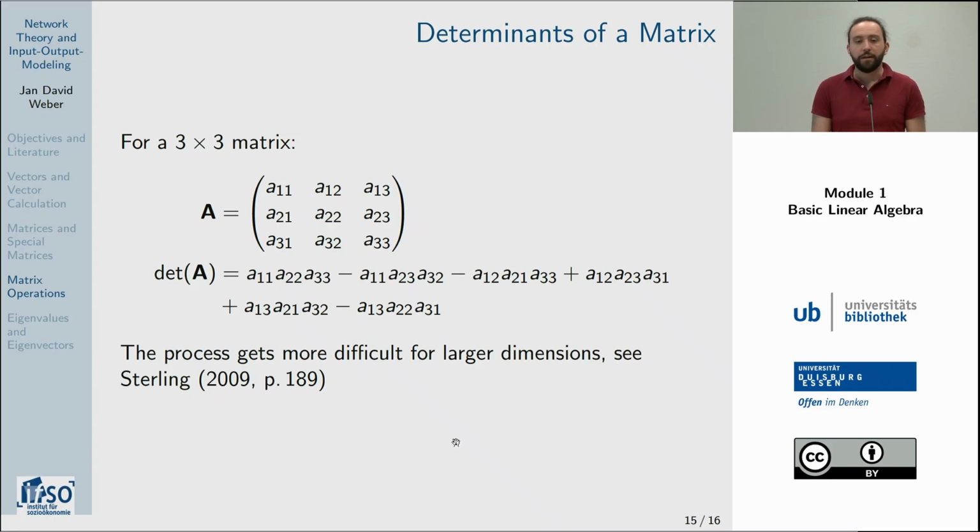But for us here, again, I highly recommend to take the black box your computer gives you. And if you're really, really curious, Mary Jane Sterling has in her book a really great example on page 189, where she shows you larger dimension matrices and how to calculate your determinant there.